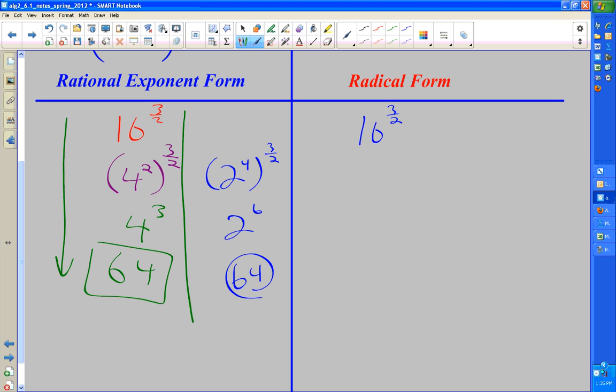Let's switch it to radical form. What would that look like if I switched 16 to the 3 halves power? What would it look like as a radical? I want to change it to radicals. We already did exponents, right? What is it? The cube root of 16.